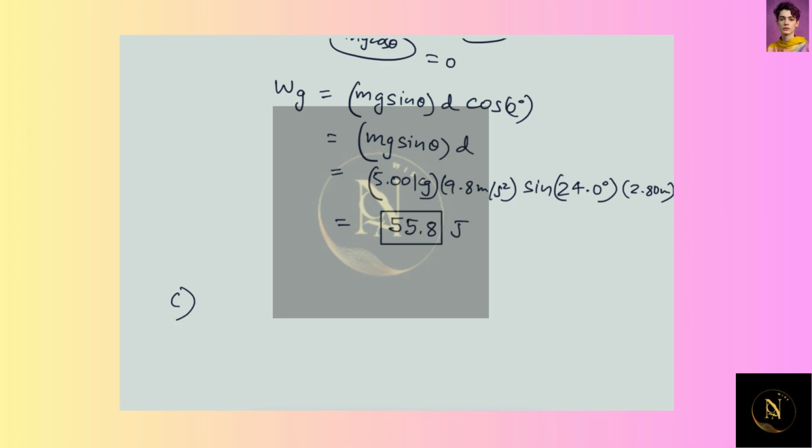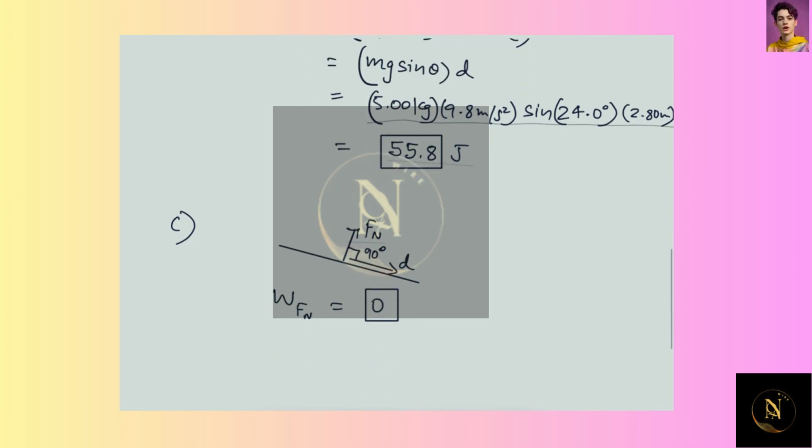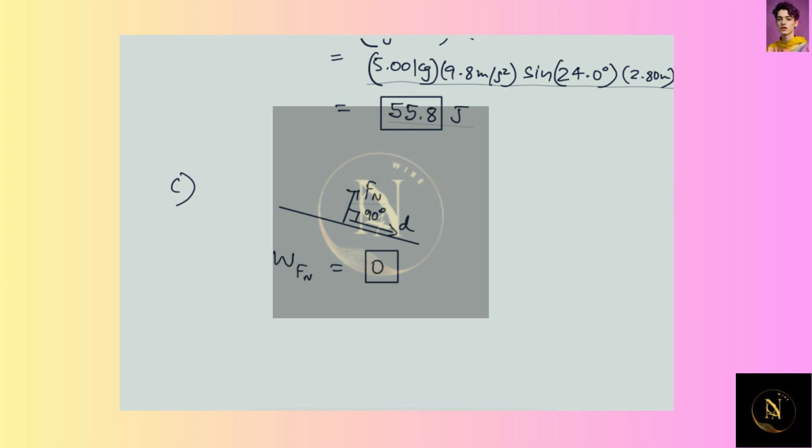For part C, we have to find out the work done by the normal force. The normal force is perpendicular to the ramp and the displacement is along the direction of the ramp, so it is parallel to the ramp. So the angle between the normal force and displacement is always 90 degrees. So work done by the normal force is 0 because the force is perpendicular to displacement.